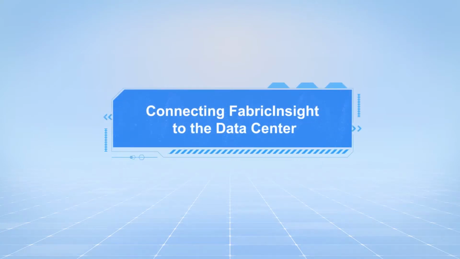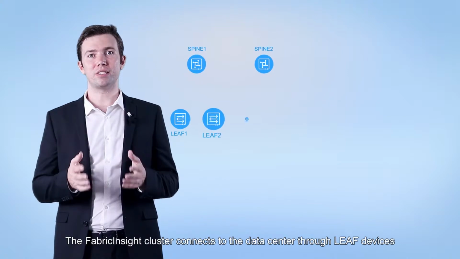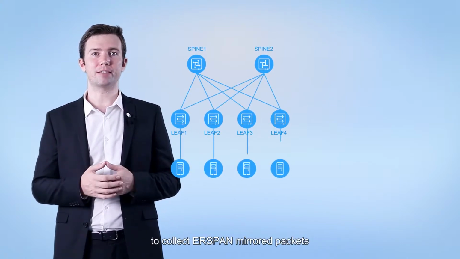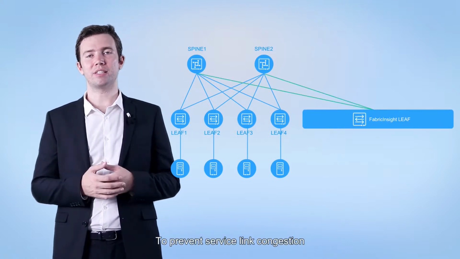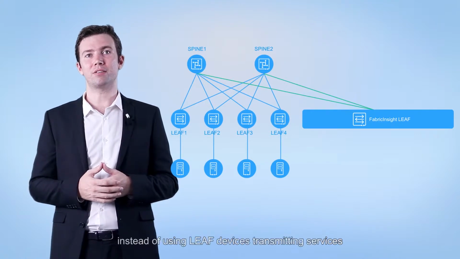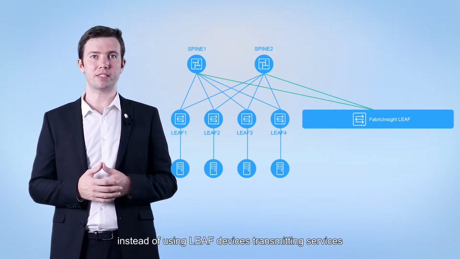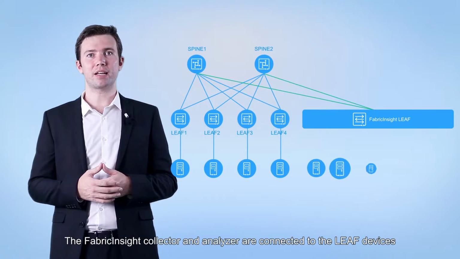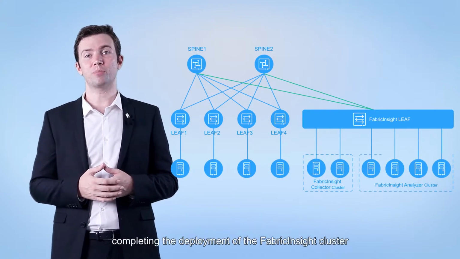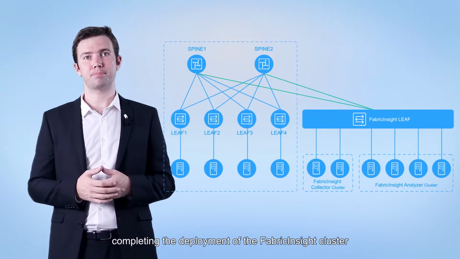Connecting FabricInsight to the data center. The FabricInsight cluster connects to the data center through leaf devices to collect ER-span mirrored packets. To prevent service link congestion, you are advised to deploy independent leaf devices instead of using leaf devices transmitting services. The FabricInsight collector and analyzer are connected to the leaf devices, completing the deployment of the FabricInsight cluster.